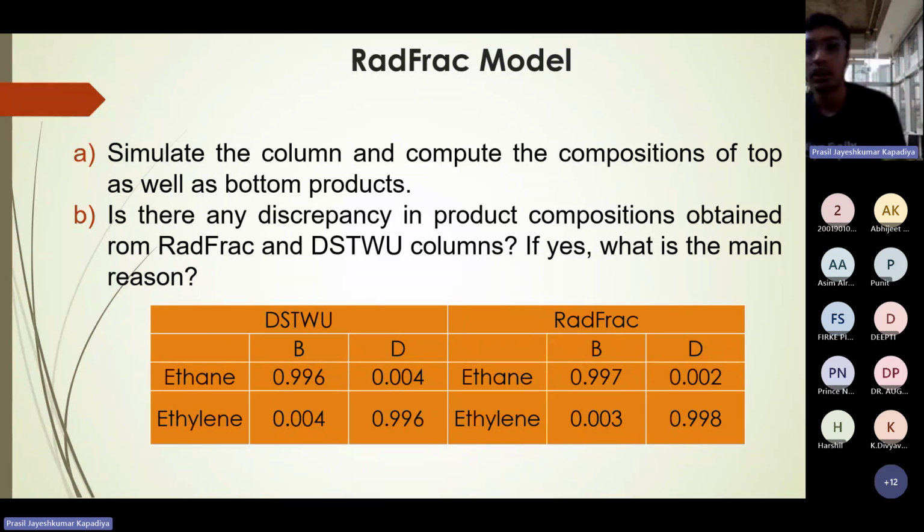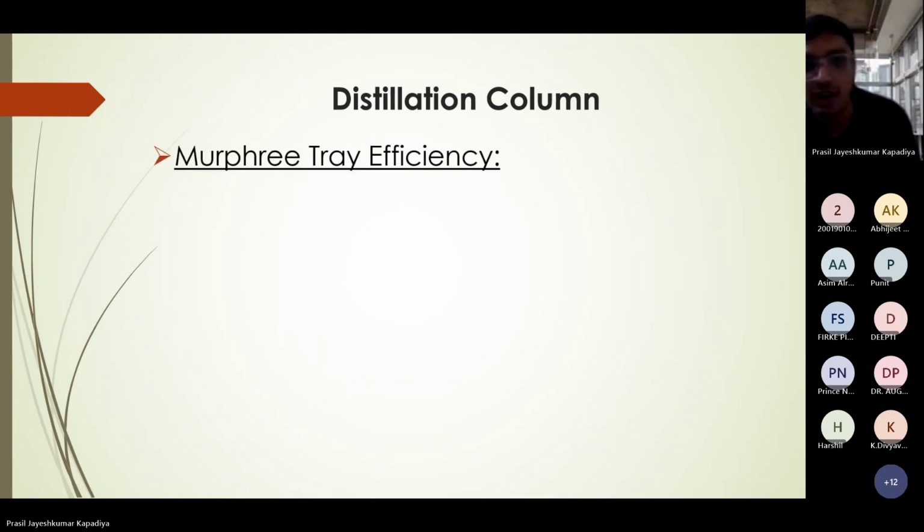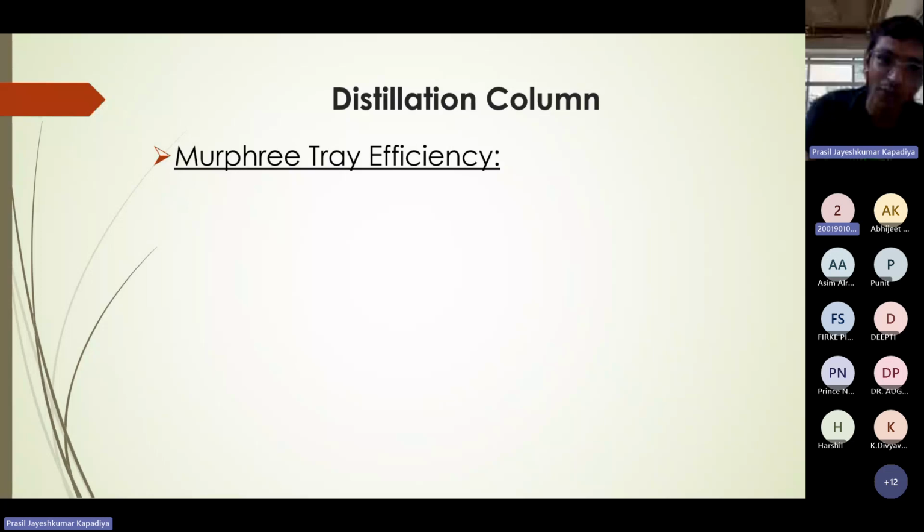Okay, let's move ahead. Does anyone know what Murphree efficiency is? I will not ask for the definition. At least tell me yes or no if you have heard this word. Yes. Okay, want to respond? What is Murphree efficiency? Stage efficiency.